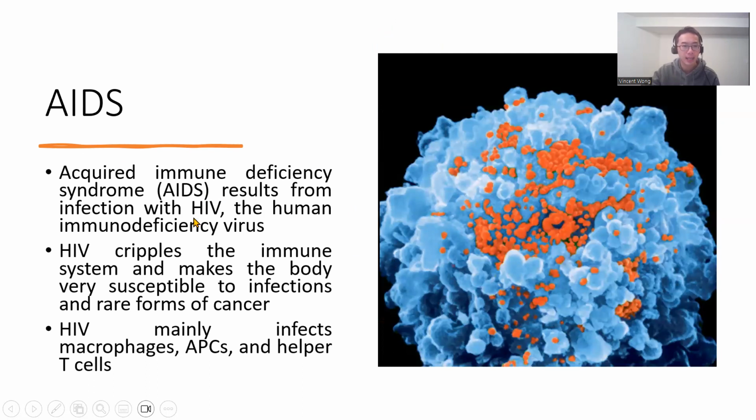Finally, AIDS, I told you about. It is a virus that is going to be able to infect macrophages and APCs. And even if you're able to get some helper T cells out, they will infect those as well. And that's why it's a crippling condition that completely takes away your immune system.